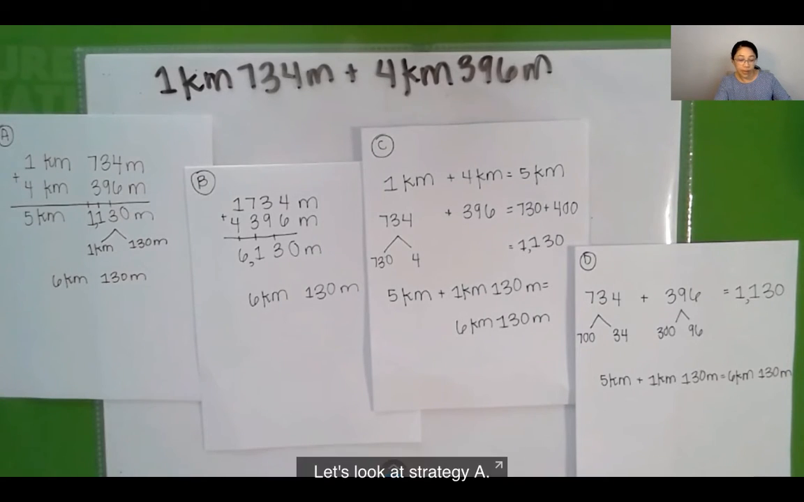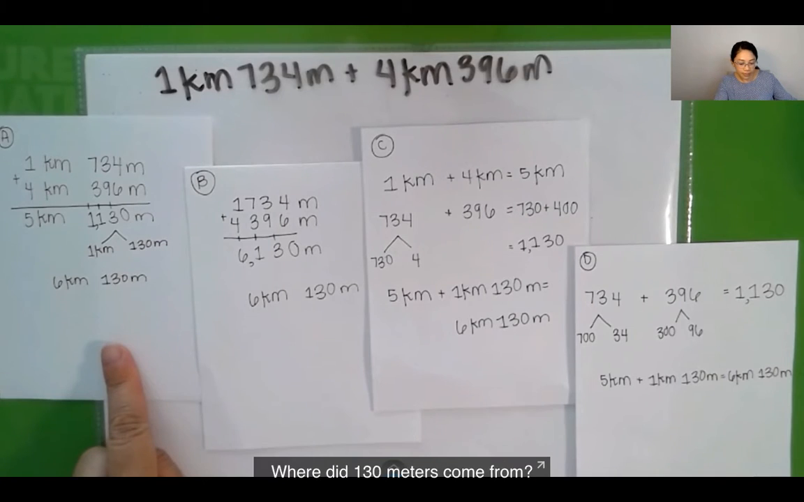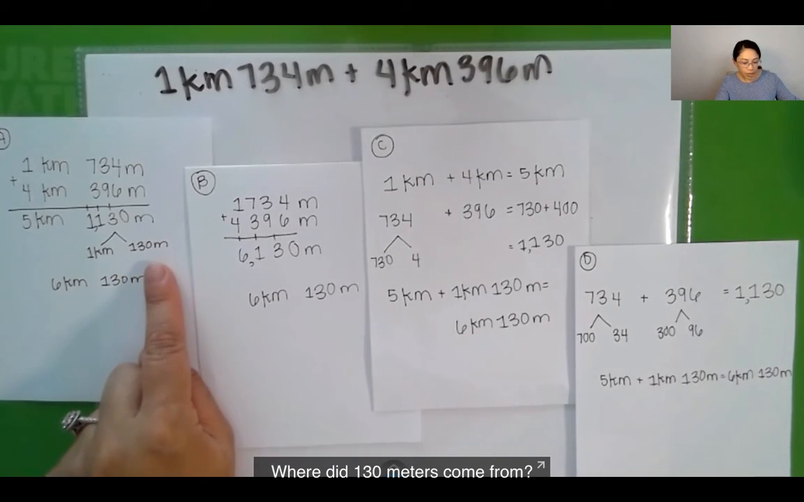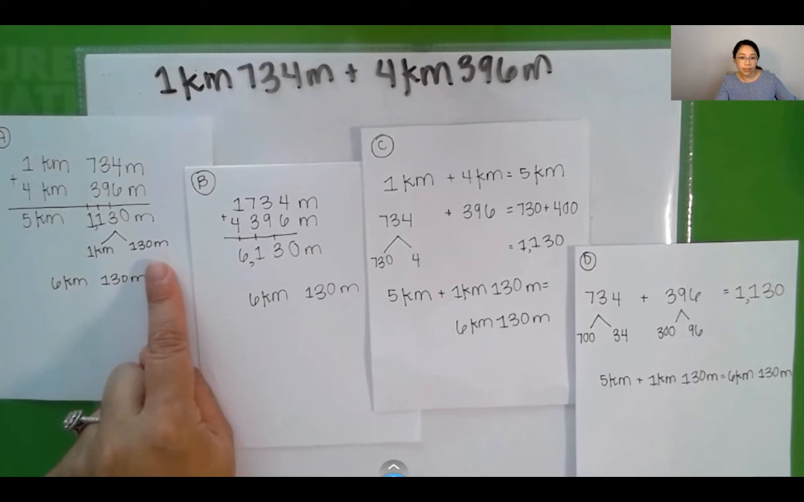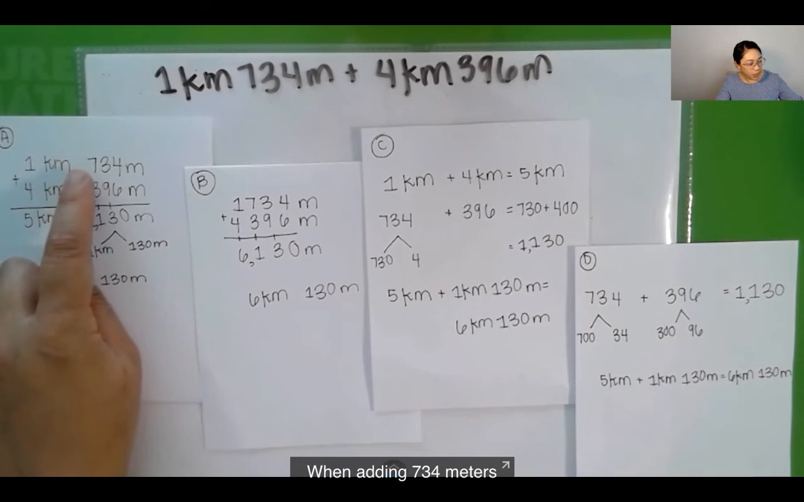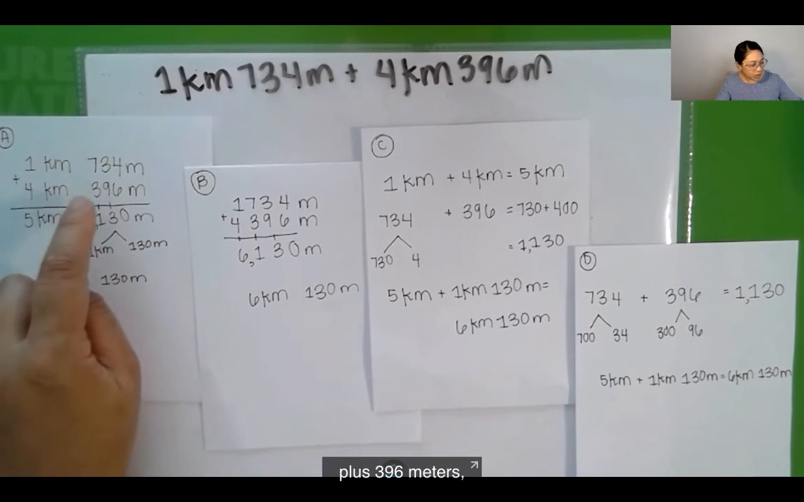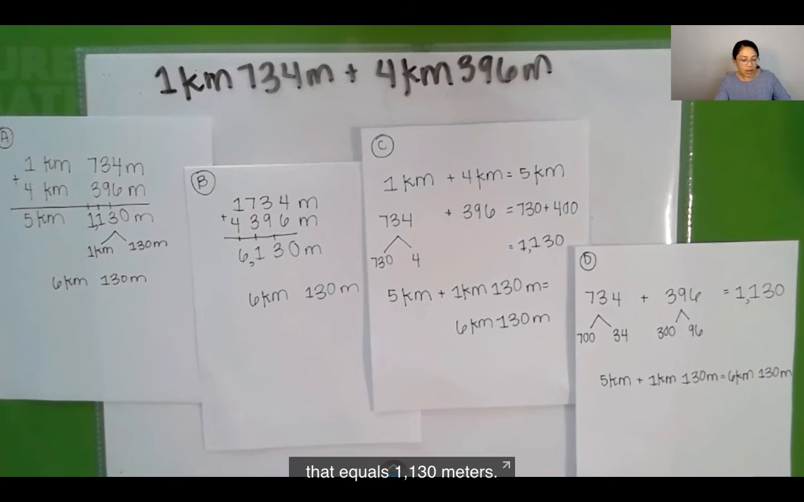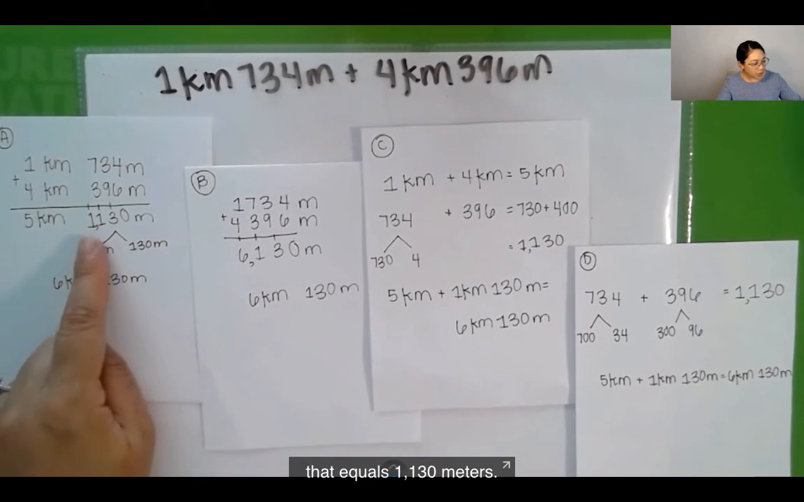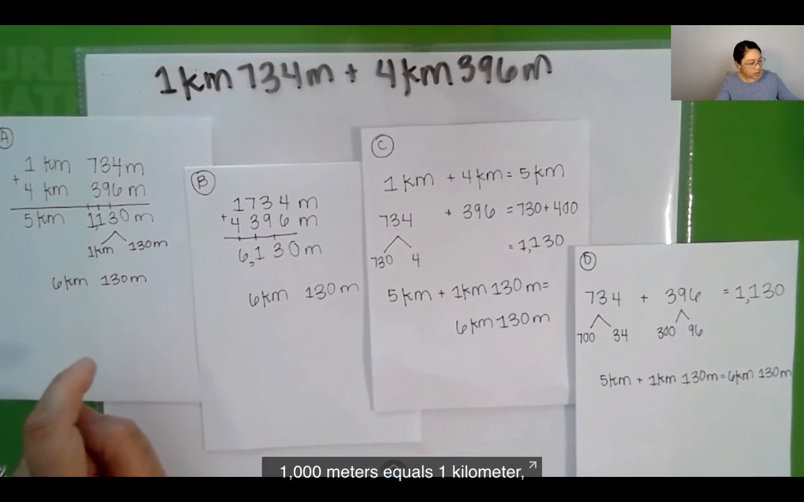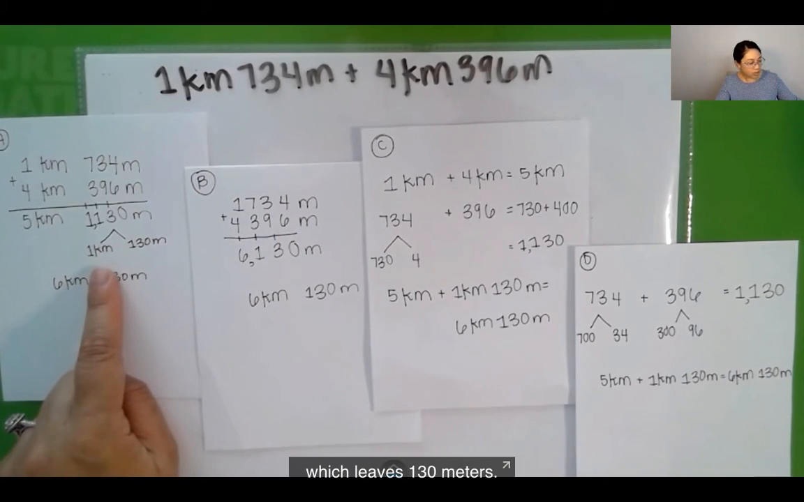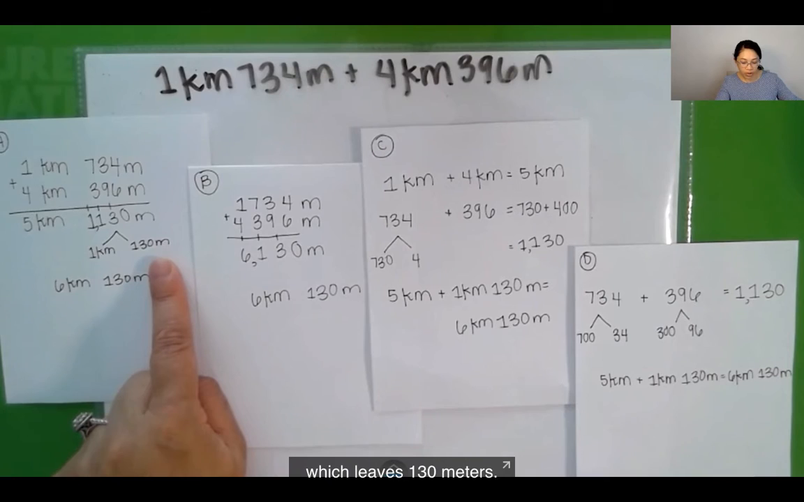Let's look at strategy A. Where did 130 meters come from? When adding 734 meters plus 396 meters, that equals 1,130 meters. 1,000 meters equals 1 kilometer, which leaves 130 meters.